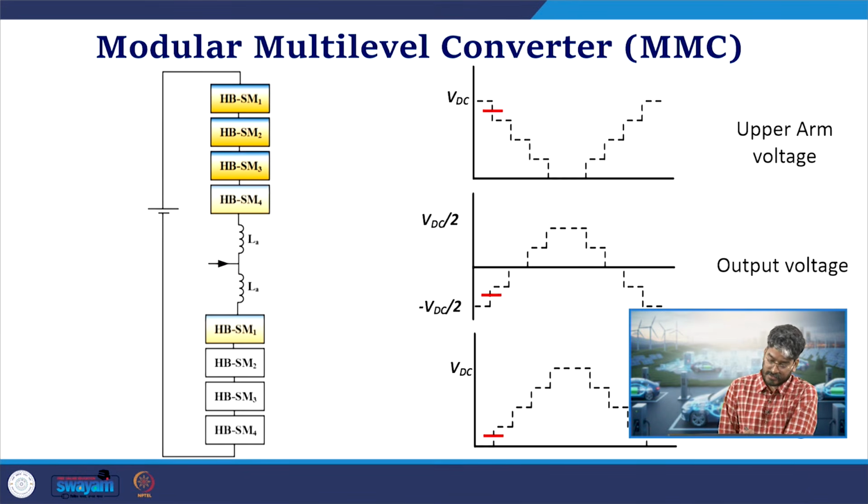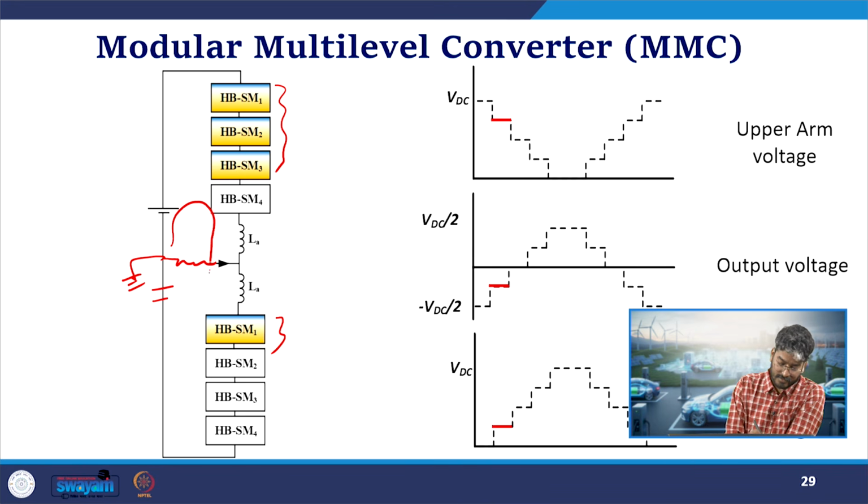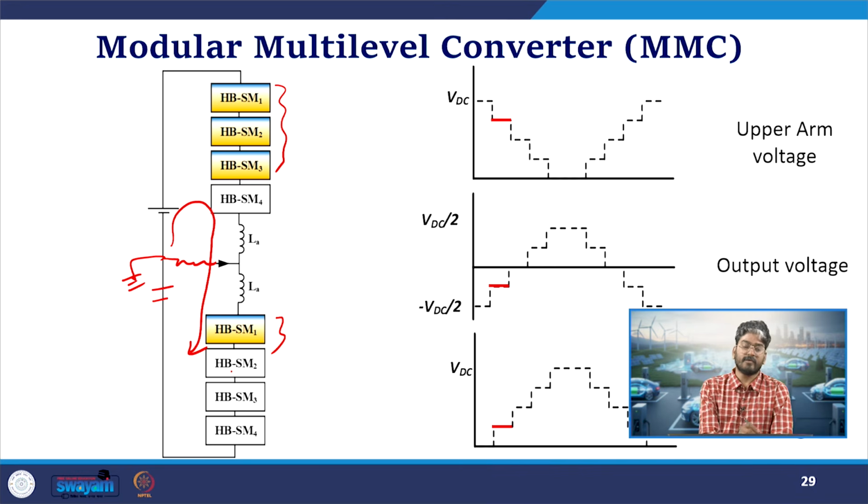Now let us see the next combination where we have used 3 cells from the upper arm and 1 from the lower arm. If I apply KVL in the outer loop, VDC will be equal to the sum of 4 submodules which are in the inserted condition, 3 from the upper arm and 1 from the lower arm. Again it has 4 cells, each rated to VDC by 4. So we have 4 cells of rating VDC by 4 in the path, and it will be generating VDC. So KVL is satisfied in our outer loop.